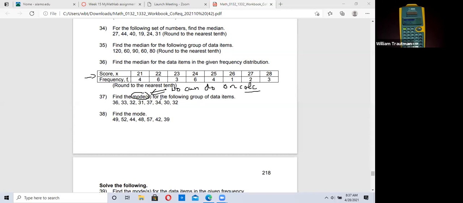You just find the number that occurs. Mode means the number that occurs the most often. Anybody see it? Oh, right there. 32 occurs twice, and I think that's the only number. 30, no. 34, no. 37. Yeah, so the mode is 32. That number occurs the most often. Question 40.